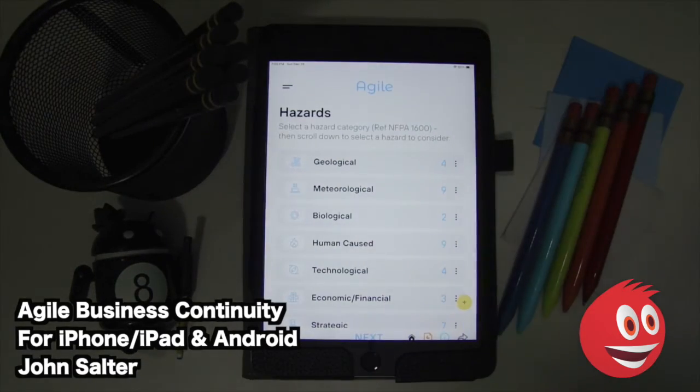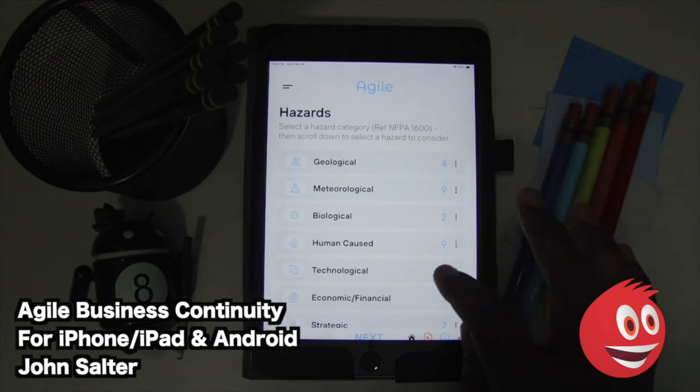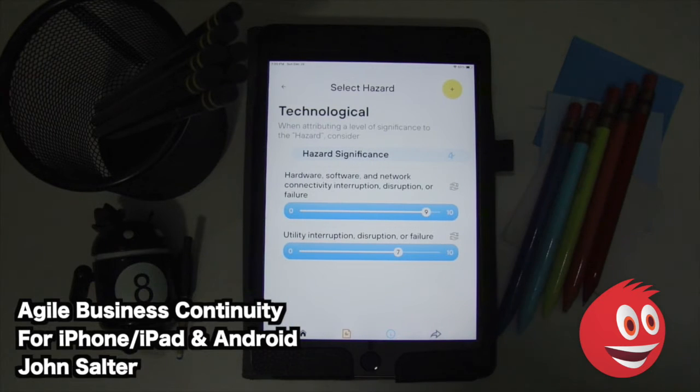We're going to take a look at one that's pretty easy to understand, and that would be technological. Every business has some type of technological component, and if you notice here, we have the level of 4, the hazard significance. We can change that level if we'd like to do that, and we have the hardware, software, and network connectivity interruption, disruption, or failure. We have utility interruption, disruption, or failure. Notice that these have their own levels.